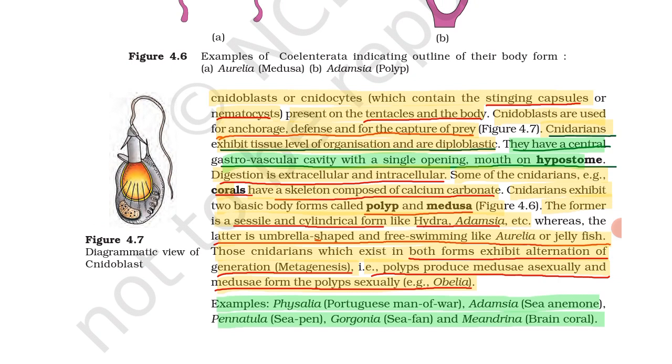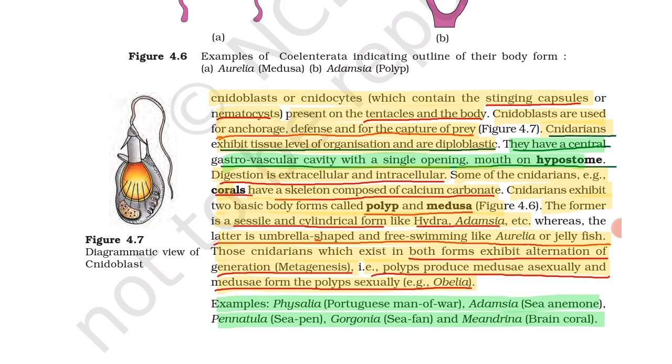Then cnidarians exhibit tissue level of organization and are diploblastic. So we have seen earlier about tissue level of organization, and they exhibit diploblastic body form. What is meant by diploblastic? The organism which have two germinal layers, one is outer ectoderm and inner mesoderm. So these animals are called diploblastic animals.